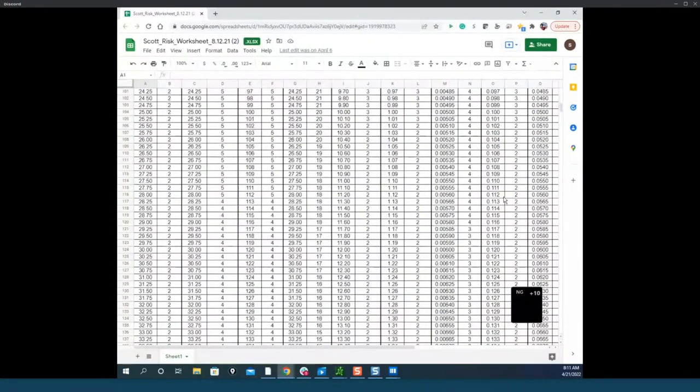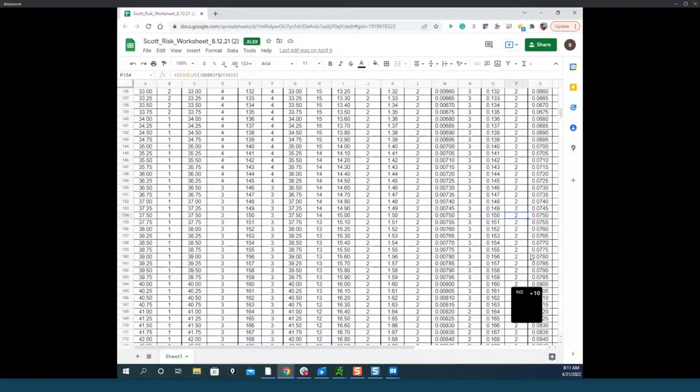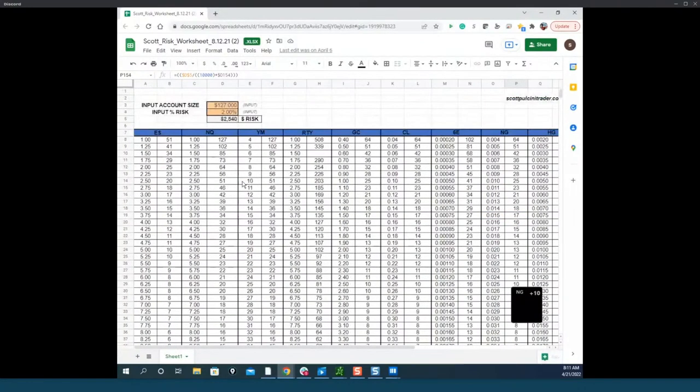So if I'm risking 150 ticks, again, this is part of my room. You get access to this. I could put on a two lot based on my account value. You only want to be risking 1%, 1.5% or 2% of your account value per trade.